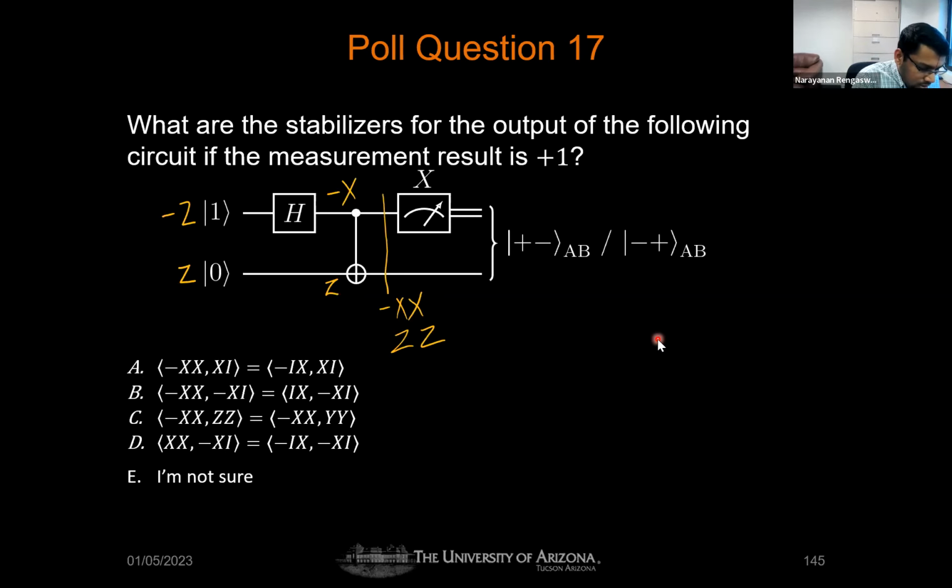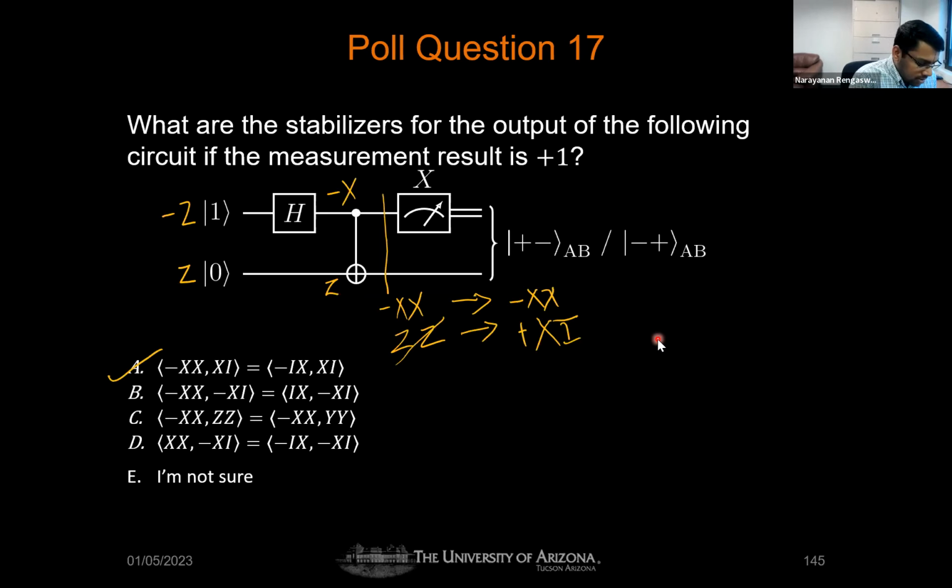Now you have to check what the measurement does. You're measuring X. Comparing with minus XX, it commutes, so minus XX stays. X anti-commutes with ZZ, so ZZ must be kicked off and replaced with X on the first qubit and I on the second qubit. But what's the sign? The result was given as +1, so it's plus XI. Therefore, this is the right option.